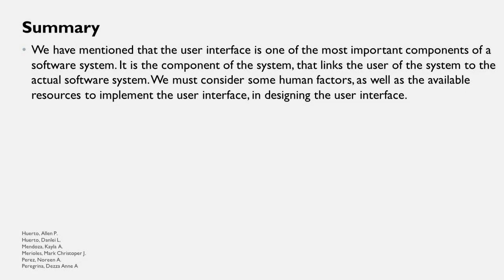Here's the summary. We have mentioned that the user interface is one of the most important components of a software system. It is the component of the system that links the user of the system to the actual software system. We must consider some human factors as well as the available resources to implement the user interface in designing the user interface. And this is the end of our presentation.